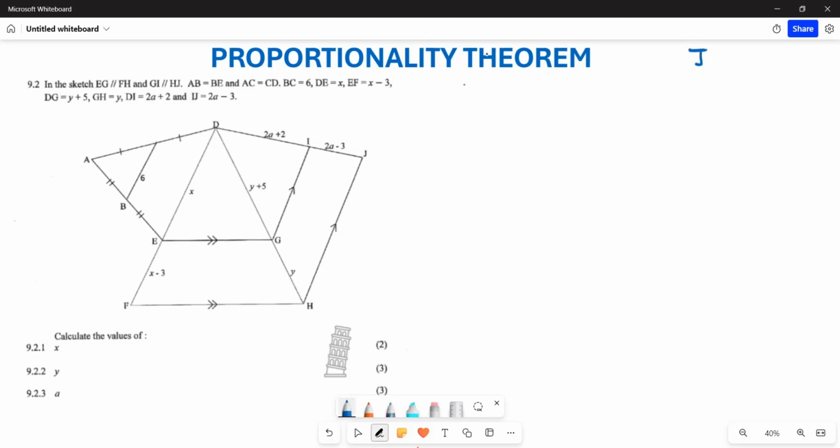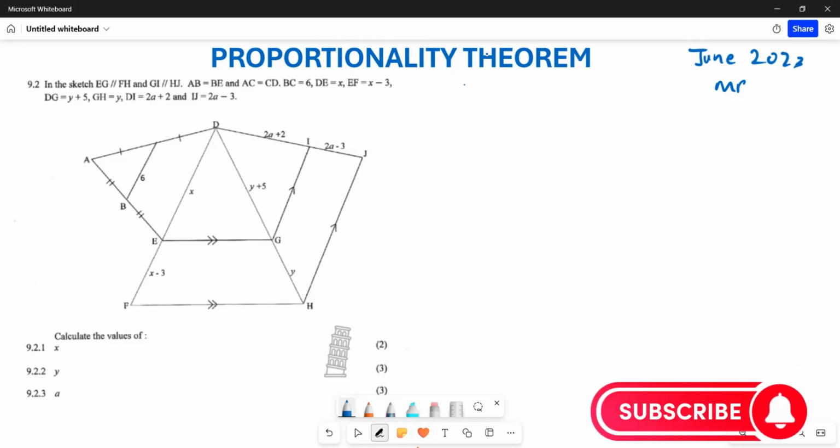What we are looking at is the June 2023 paper from the Mpumalanga province, right? Now let's see, what is it that you are given? We are saying in the sketch, EG is parallel to FH, GI is parallel to HJ, AB is equal to BE, AC is equal to CD, BC is given by 6, DE is given by X, EF is given by X subtract 3, DG is given by Y plus 5, GH is given by Y, DI is given by 2A plus 2, and IJ is given by 2A subtract 3.